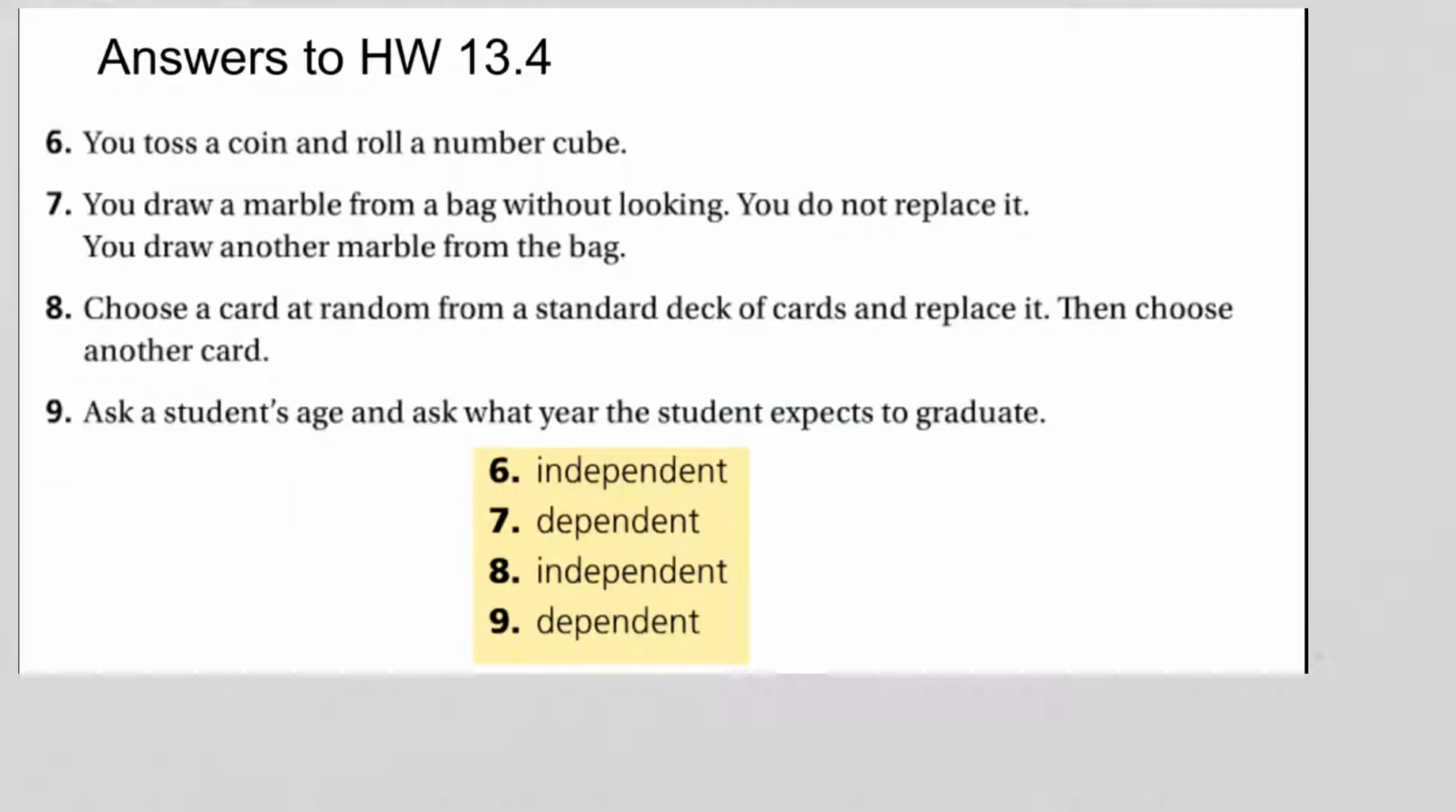Okay, on the next couple of slides, I have the answers to the homework for 13.4. So if you do want to check your answers, you can. Please, again, if you have any questions, just let me know.